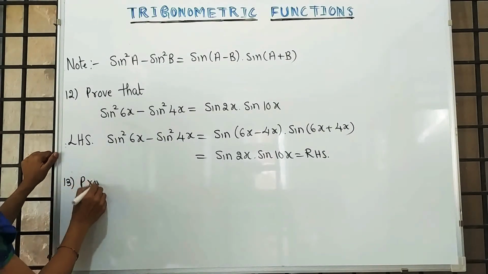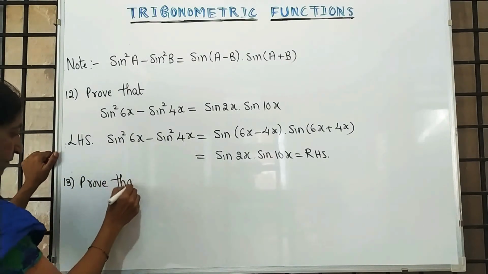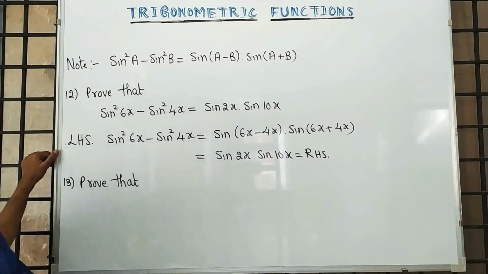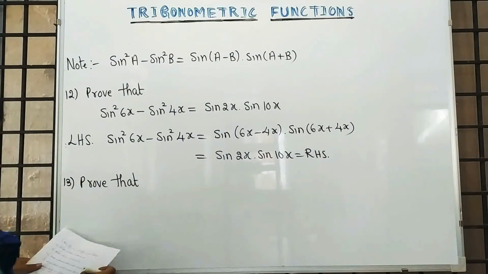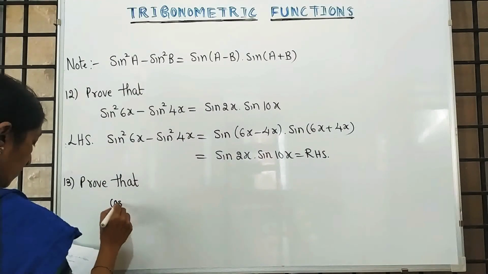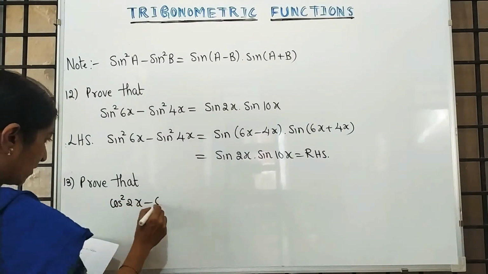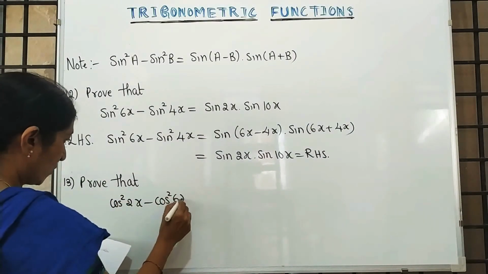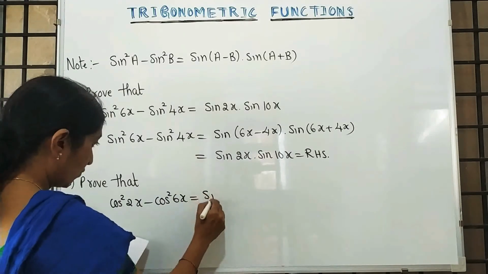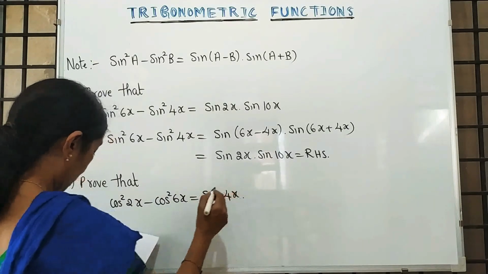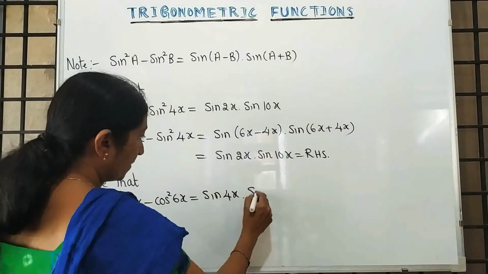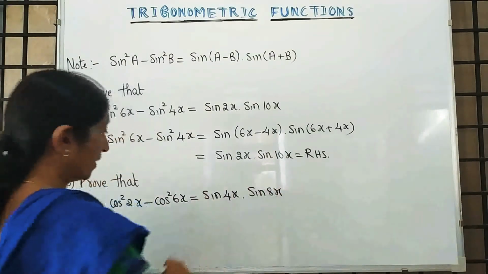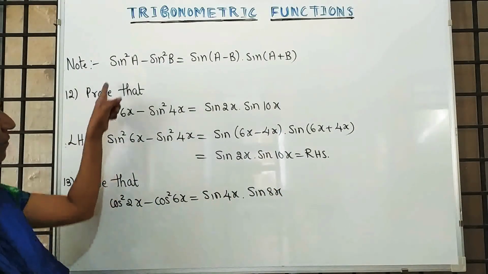Same. Prove that cos square 2x minus cos square 6x is equal to sin 4x into sin 8x. The problem is in the form of cos. Here also we can apply the same formula.